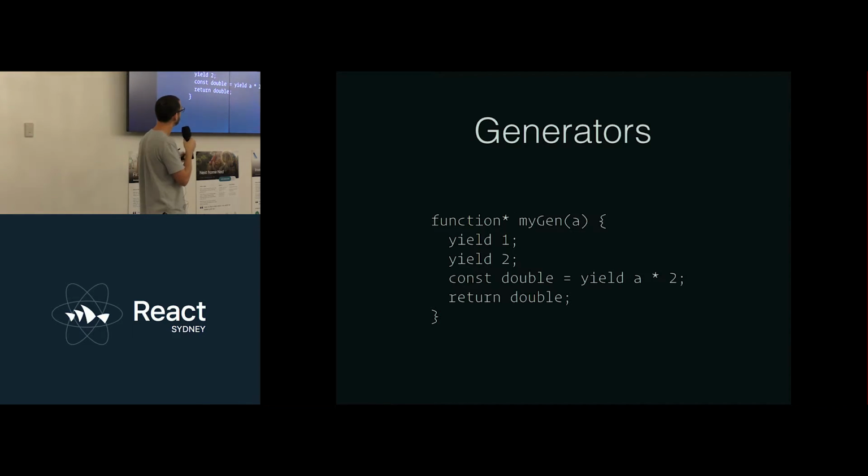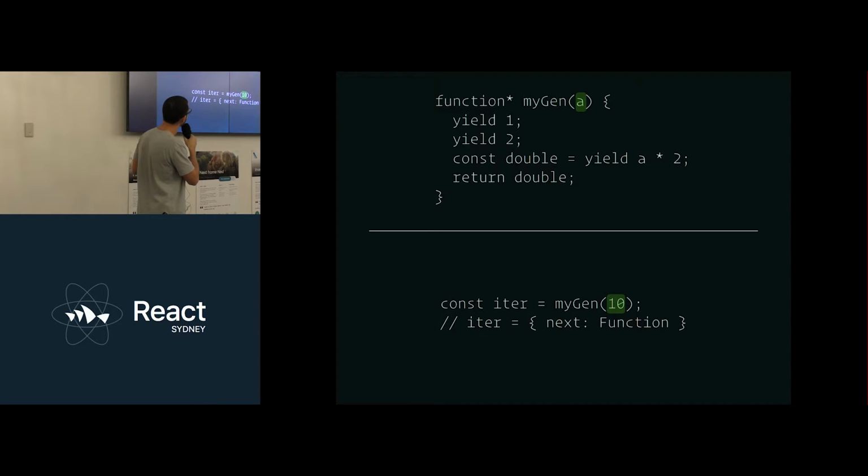So this is a basic generator function. It's marked with the star symbol there. What a generator function does is it has the ability to return multiple times, to return a value multiple times. And you can also have a two-way communication with this function. I'm going to show how it works.